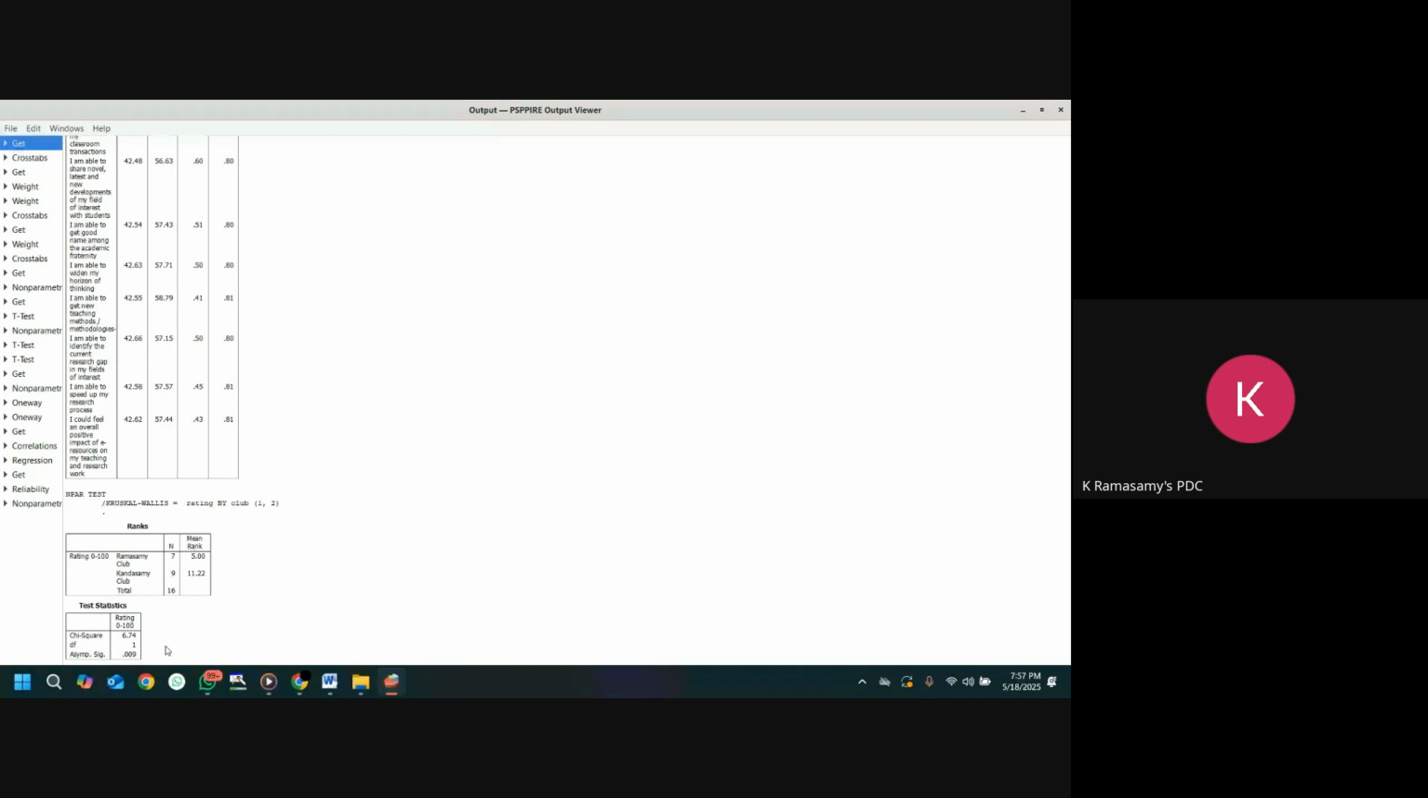It means that there is a significant difference between rating of Shakespeare's movie by Ramasamy Club members and Kandasamy Club members. It is at par with independent sample t-test. Am I clear?